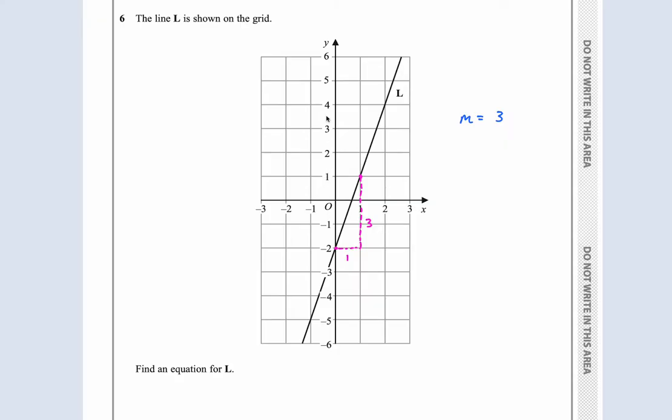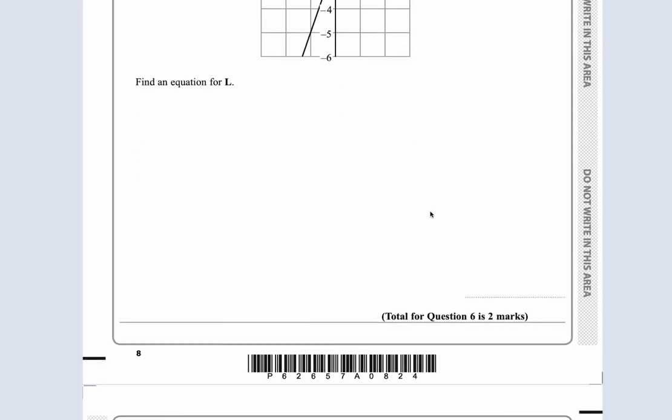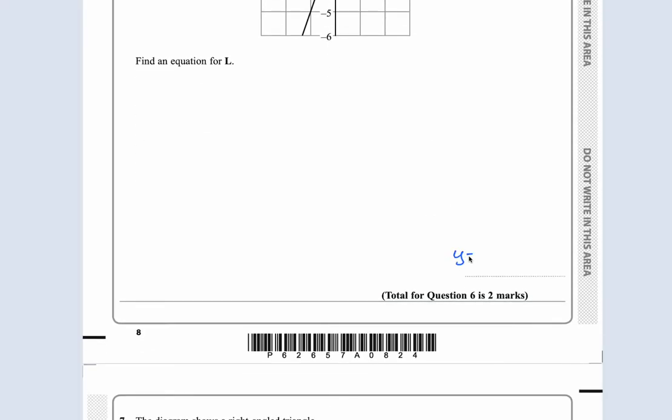Now just check that it's to scale, guys, which it is. Each box is worth 1 on both axes, so that's fine. And then the y-intercept is -2, where it crosses the y-axis. So my equation is just y equals 3x minus 2. Y equals mx plus c, 3x minus 2.